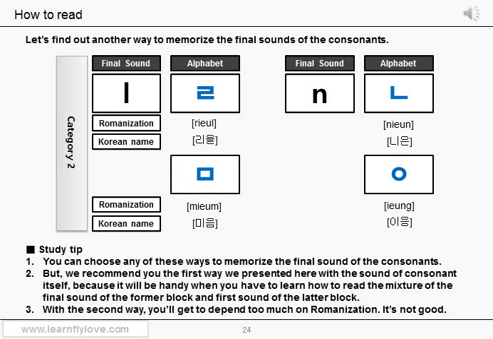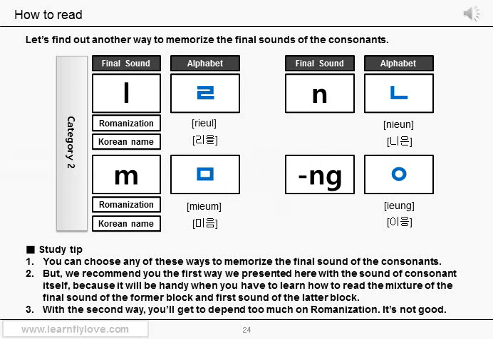M consonant has the final sound M. Ing, U consonant has the final sound NG. It might look easier to remember for foreigners, I don't know, but we really don't recommend this way. We recommend the first way because it will help you understand better the mixture sound of the final in the formal block and the initial of the letter block. Do you understand what it means?